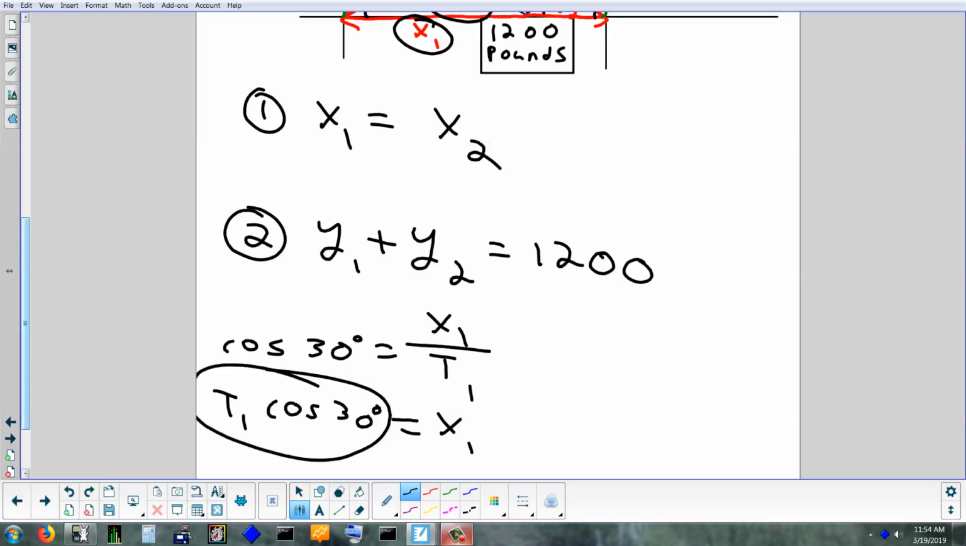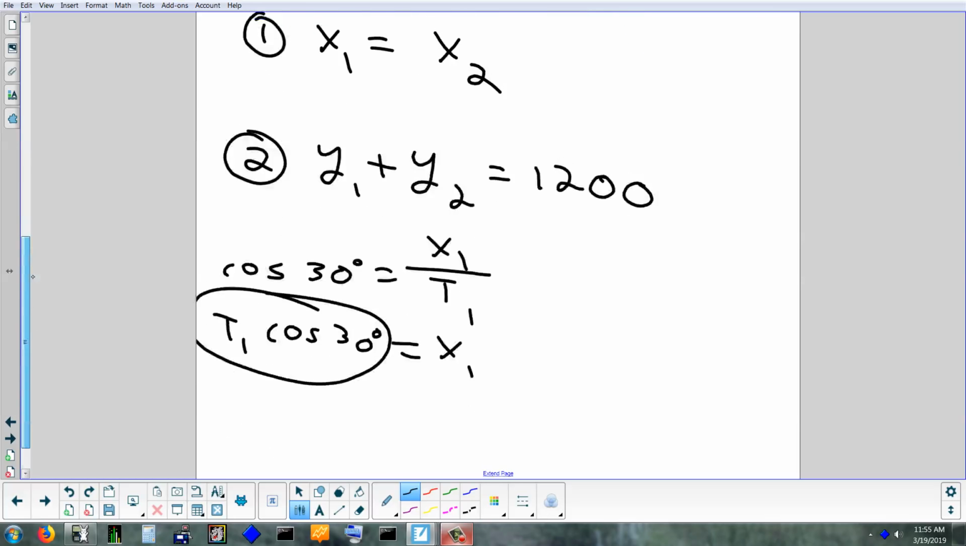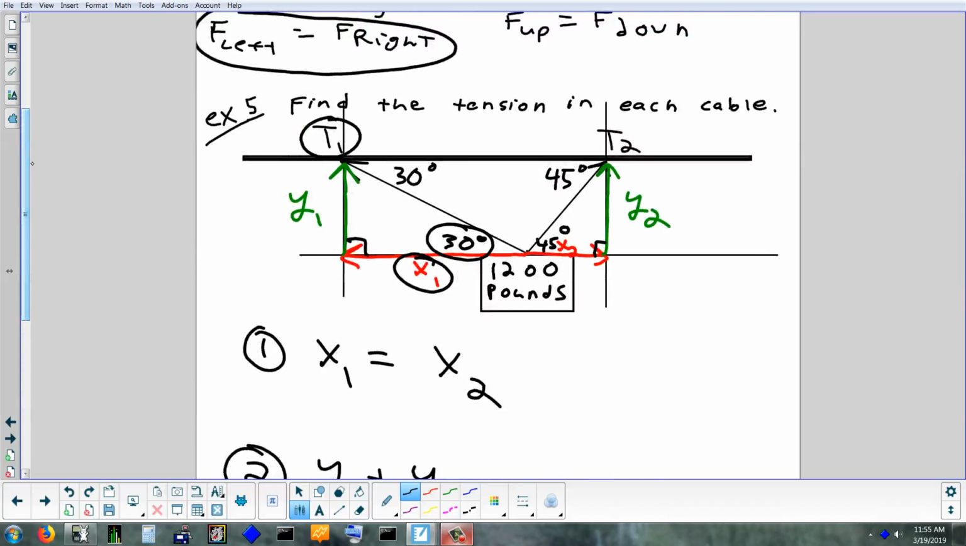They're all going to look something like that. Like T1 cosine 30, T1 sine 30, T2 cosine 45, T2 sine 45. All the horizontal forces always use cosine, all the vertical forces always use sine, and you'll always have the T1 or T2 in front. Let's do one more. We'll set that one up. And then the rest of them we can probably just figure out by the pattern.